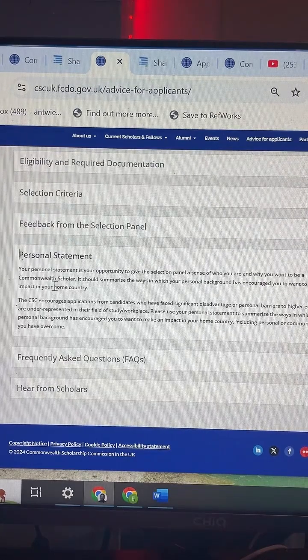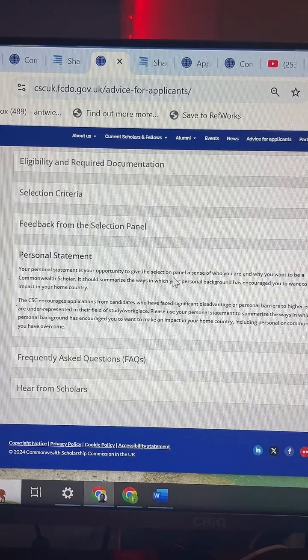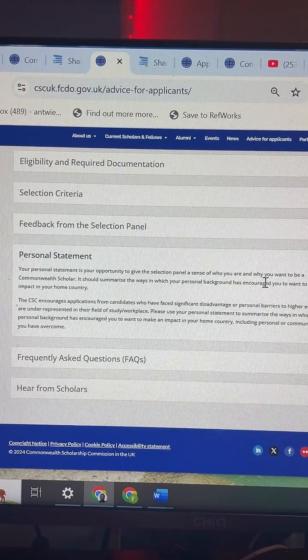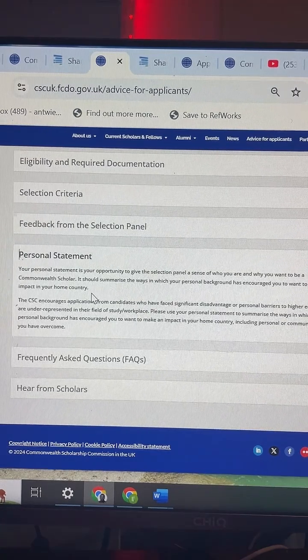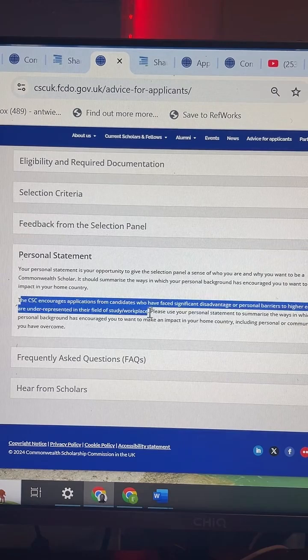Okay, let's look at the personal statement. It says that your personal statement is your opportunity to give the selection panel a sense of who you are and why you want to be a Commonwealth scholar. So it should summarize the ways in which your personal background has encouraged you to want to make an impact in your home country. So it's time for you to let them know who you are and what you can offer when you are given the scholarship. And this is what I am interested in.